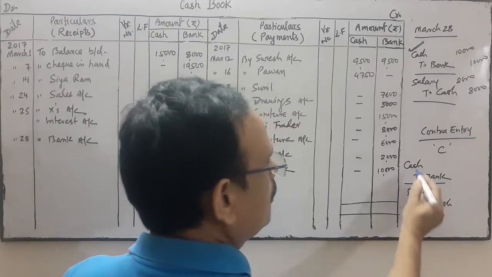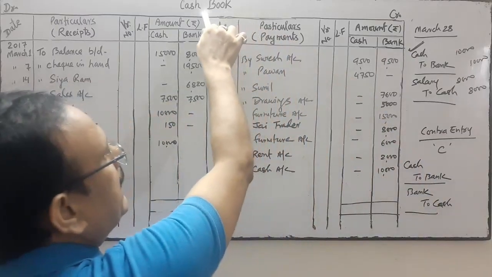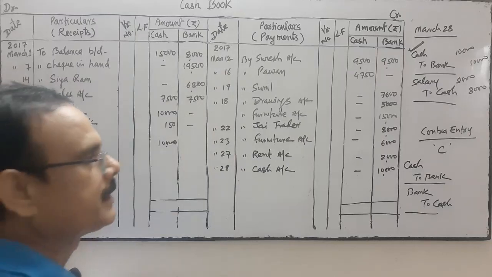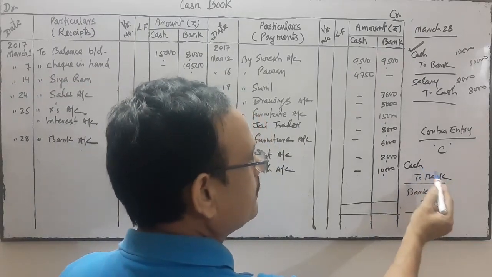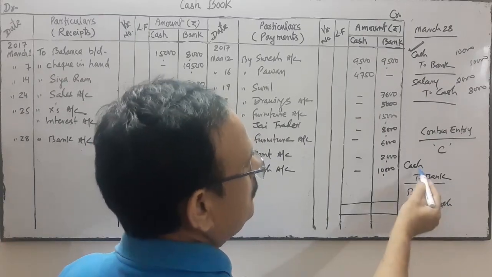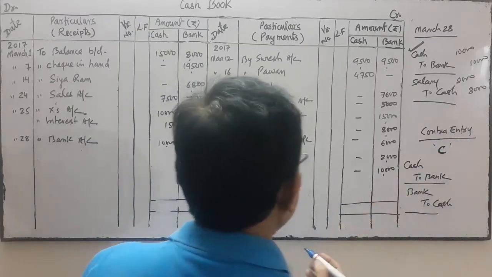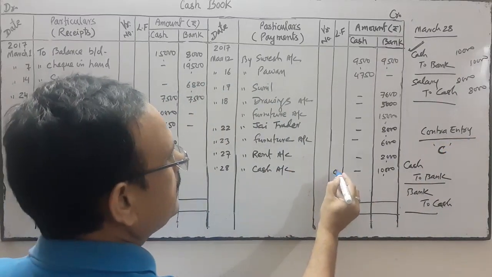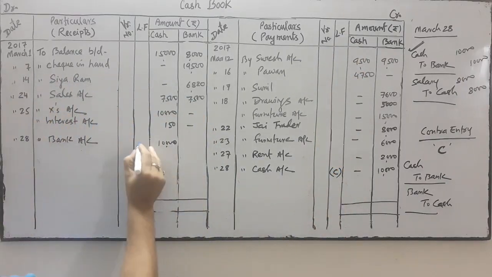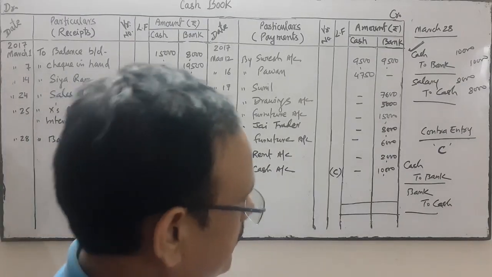This entry is called a contra entry because one side is cash and another side is bank, and here we are operating in the cash book. Both cash and bank are simultaneously operated by us. If cash is increasing, bank is decreasing, and if bank is increasing, cash is decreasing. So we write the letter C in the LF column, which indicates the contra entry.